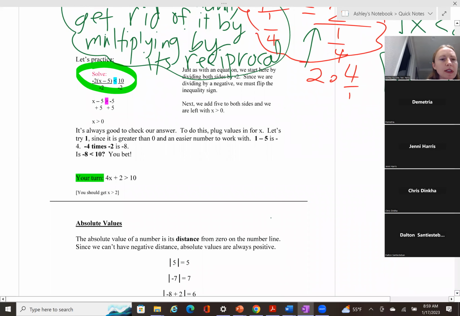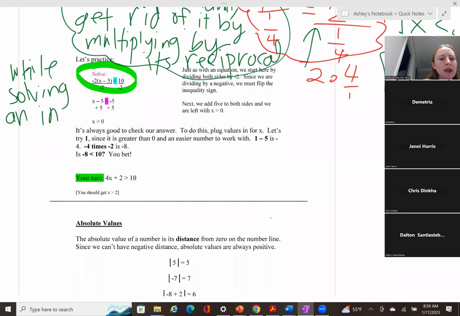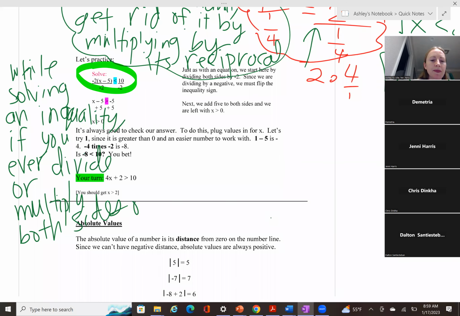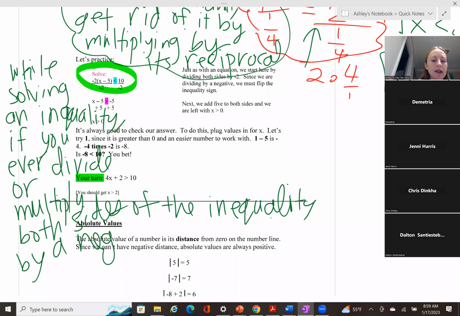While solving an inequality like this, where you may have it greater than, you may have it less than, if you ever divide or multiply both sides of the inequality by a negative number, just in the course of you solving as you go.